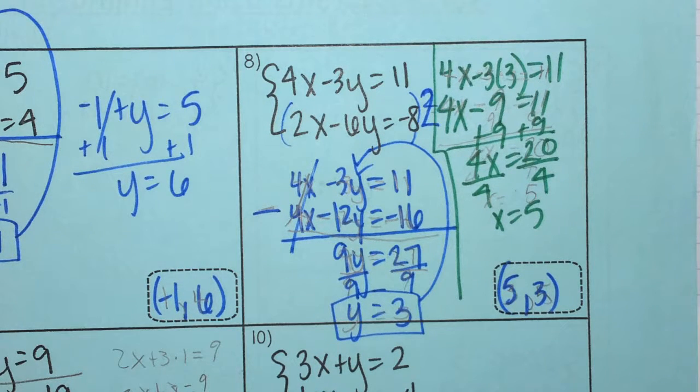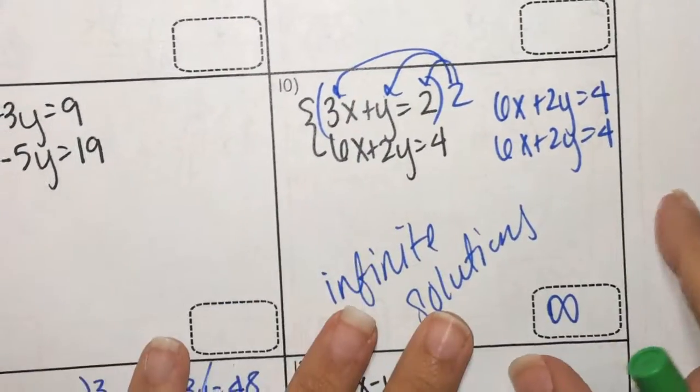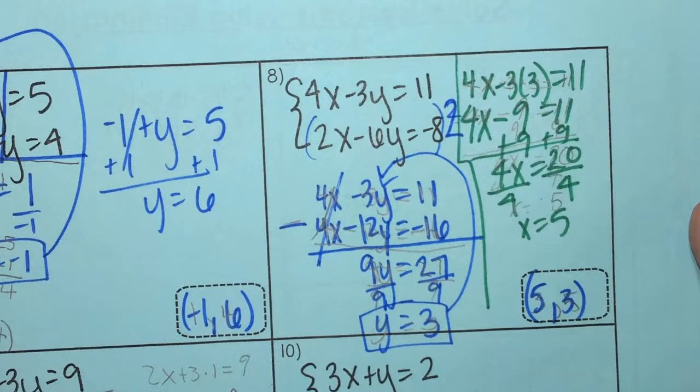Good job. Alright, uno más. Which one? 9, 10, 11, or 12? 10. Okay, well, number 10. Everybody breathe. Are we done writing down number 8?